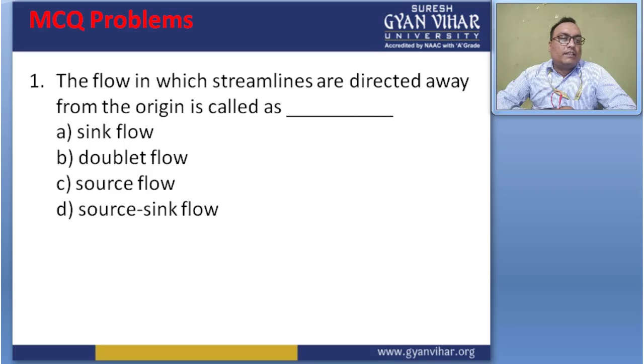So source flow is the correct answer for this question. All streamlines are directed away from the origin. This is called source flow. Then let's move to the next question.